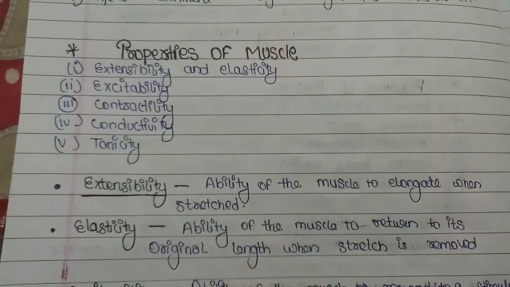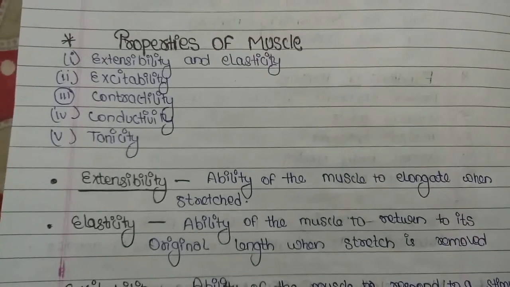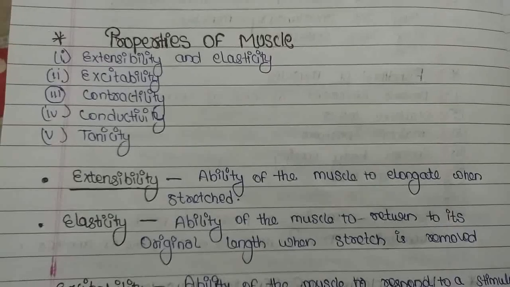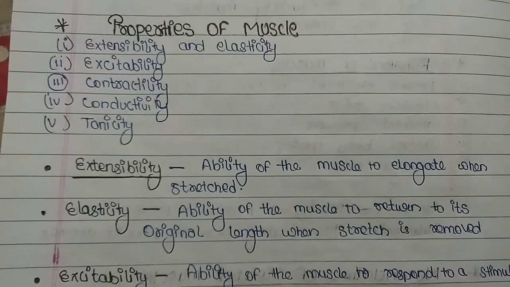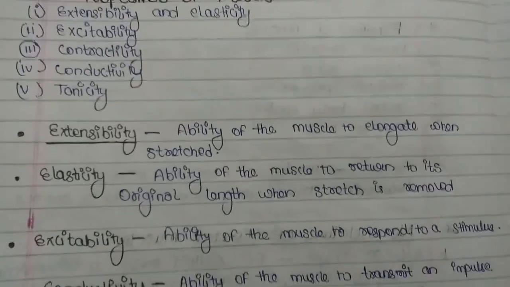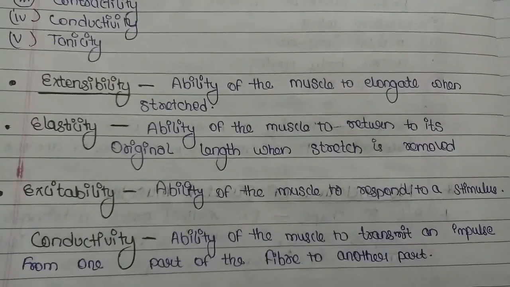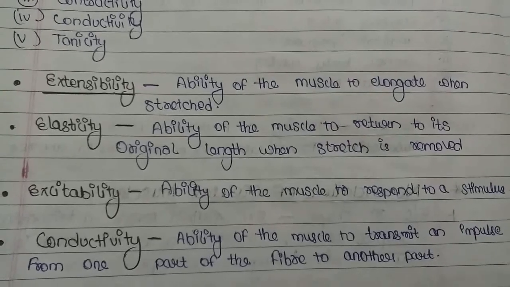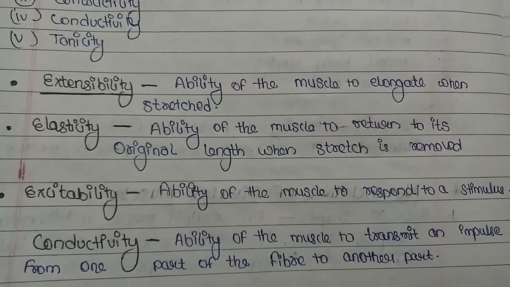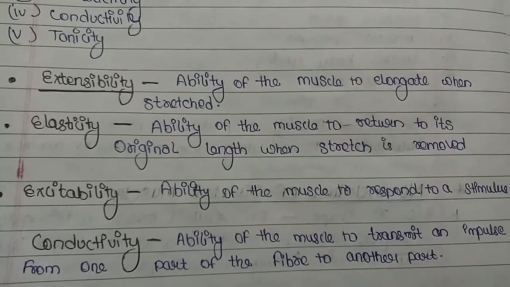First property is extensibility and elasticity. Second, excitability. Third, contractility. Fourth, conductivity, and fifth one is tonicity. Starting with the first, extensibility is the ability of the muscles to elongate when stretched, meaning whenever we apply stretch on a muscle it gets elongated. That property is called extensibility.